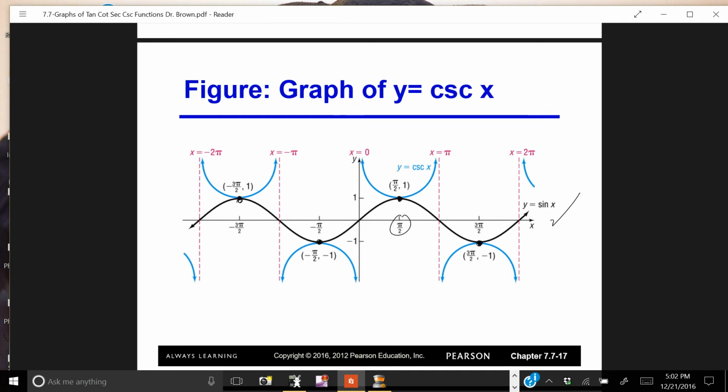Then, doing that for each of the points, you will notice that near pi and near minus pi, the value of the sine is going to 0, so the value of cosecant would either go to plus infinity or minus infinity.